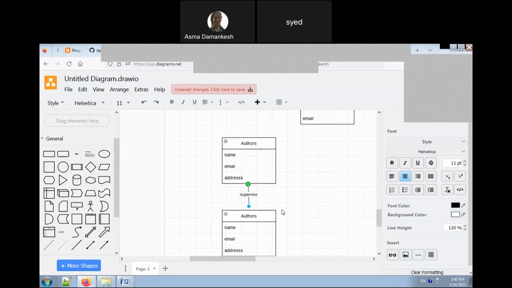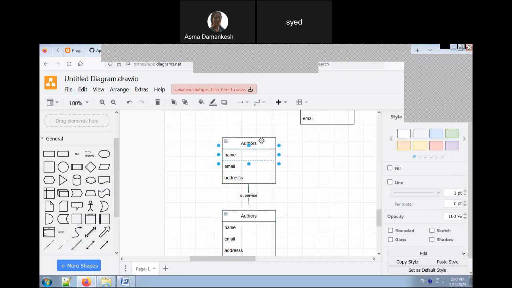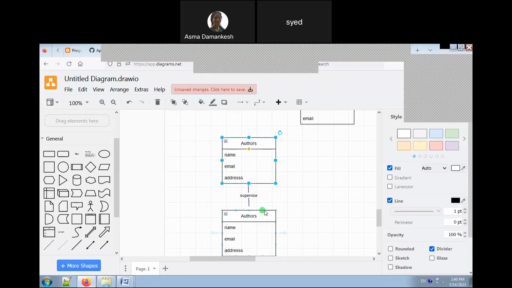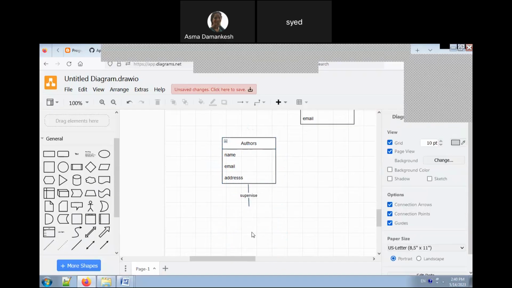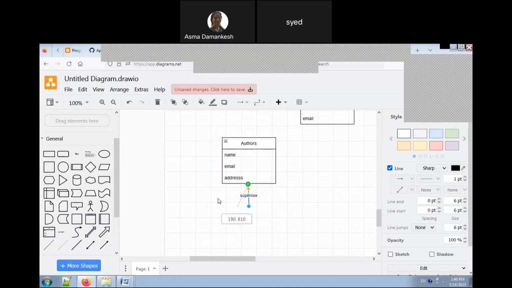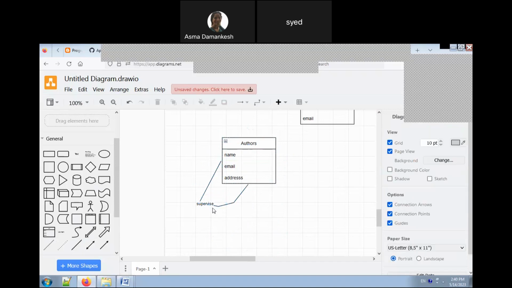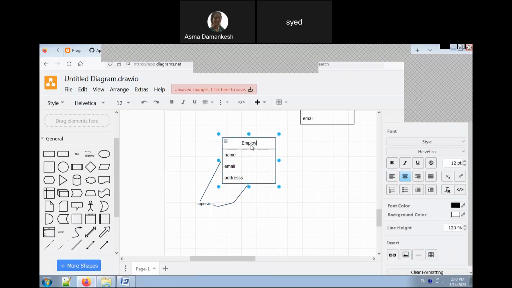Supervise. If I have this entity having a relation with itself, instead of drawing another entity, I would delete that and put this one. I'll try to do it right this time. I don't think I can do that successfully, but don't worry about how this is looking, okay? So it's like that, or between employees. Yeah, some employees are managing.